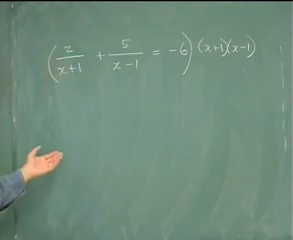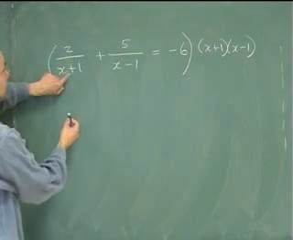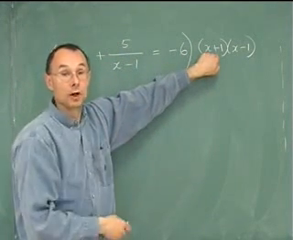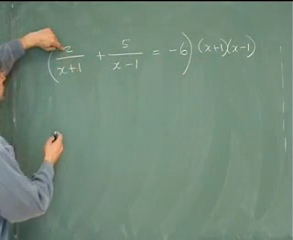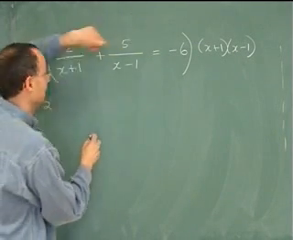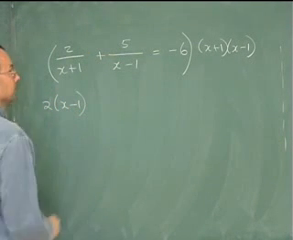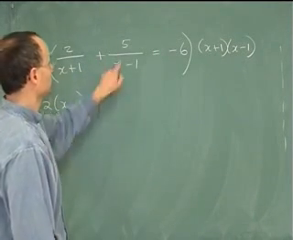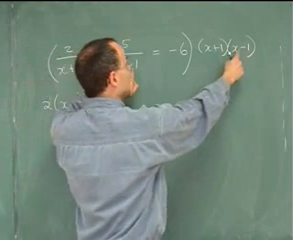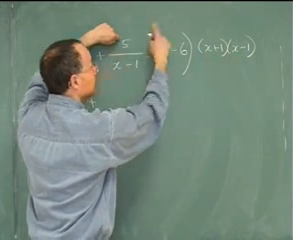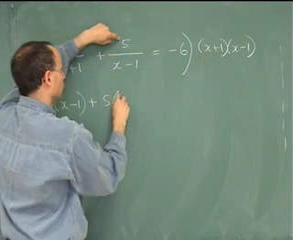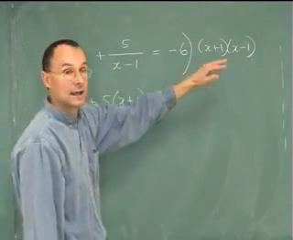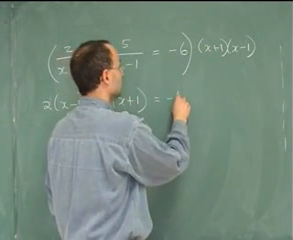What happens is when you look at the first term, the x plus 1 on the bottom cancels with the x plus 1 that you're multiplying by. And what you have left is the 2 times the x minus 1. Then we have plus. And with our second term, the x minus 1's cancel. You're left with 5 times the x plus 1. And over on this side, nothing's going to cancel, so you're going to have minus 6 times.